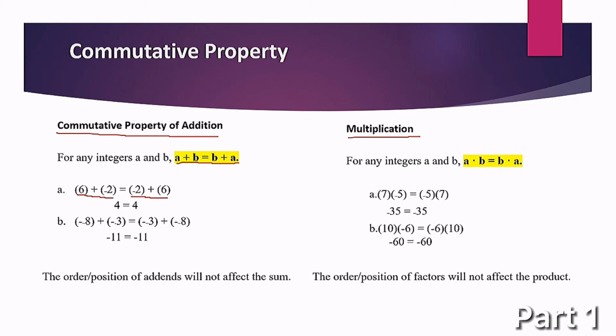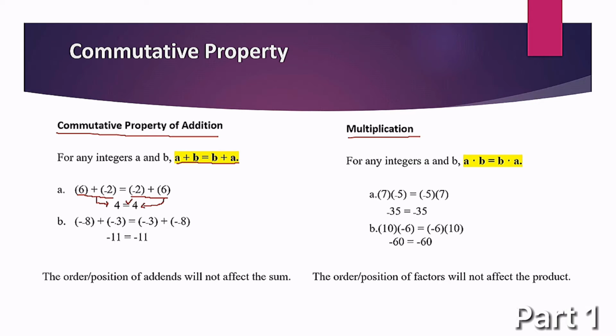Okay, so let's see if the sum is still the same. 6 plus negative 2 is positive 4. Negative 2 plus 6 is positive 4. So you see, the sums are equal.